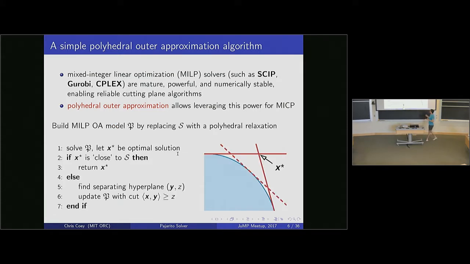So here's a very dumb kind of algorithm. Let's say this blue set here is S. So that's the actual feasible region. And we're going to use a polyhedral outer approximation defined by everything under these initial sort of cuts, these red lines. Let's say we solve that outer approximation model and get this X star. Then we might want to add this cutting plane here with the dots to cut it off and get us closer to the set S.